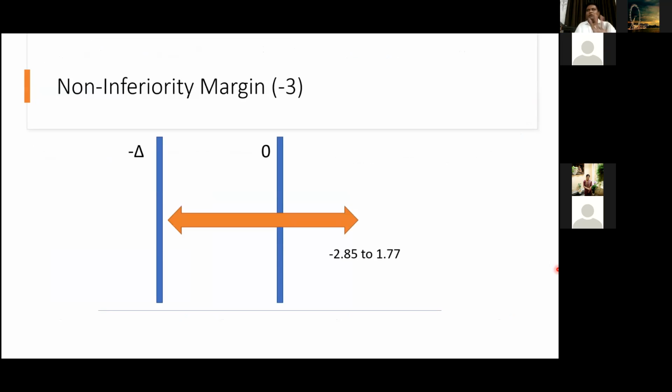And if we put the confidence interval here, you can see that the -2.85 to 1.77 is not crossing the -3. That is, -2.85 is greater than -3. So basically here we are saying that the newer treatment arm B is non-inferior to the treatment arm A. Basically here we are accepting the alternate hypothesis.